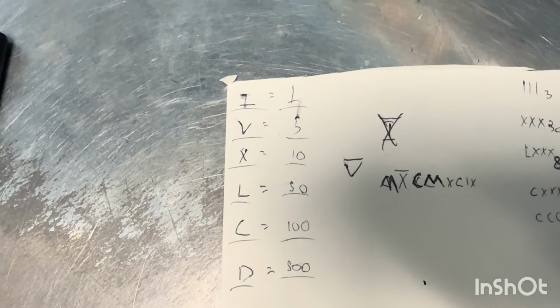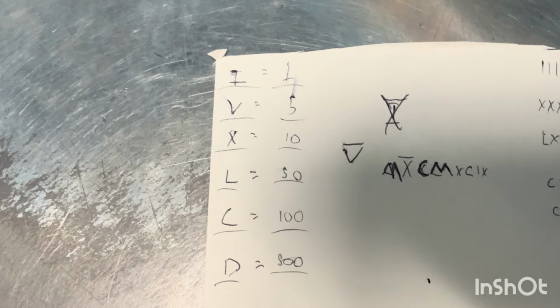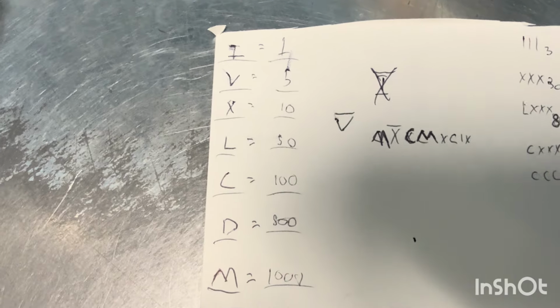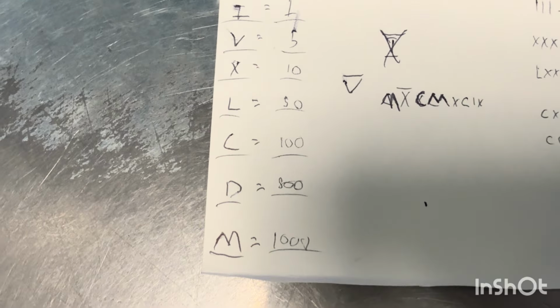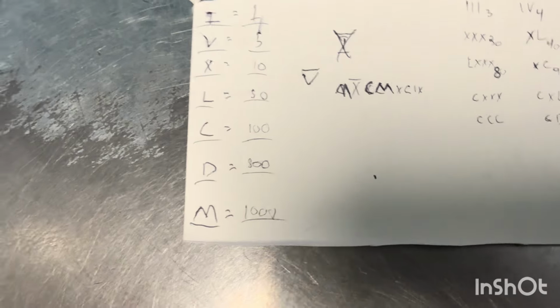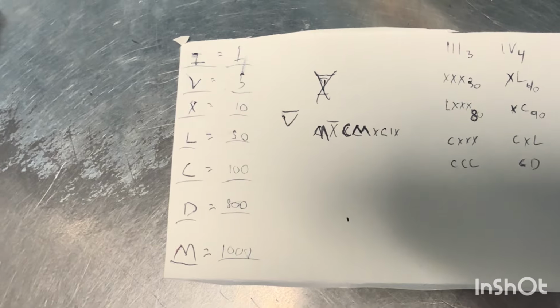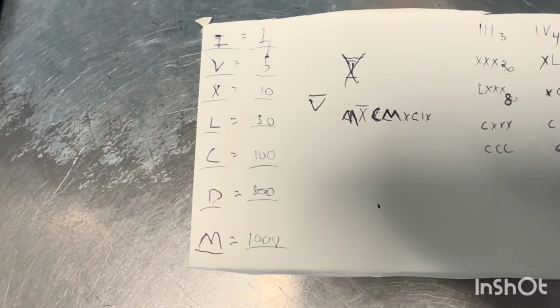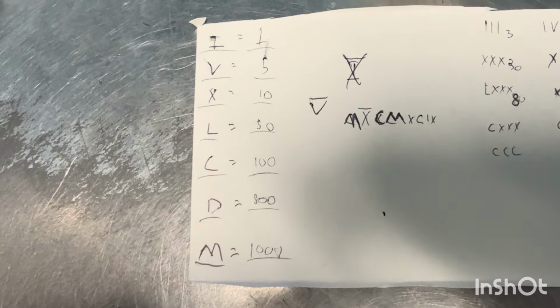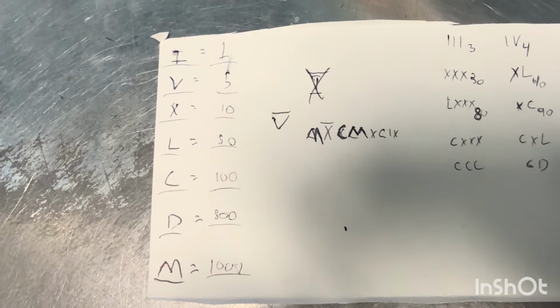So I'm just going to jump into it. I equals 1, V equals 5, X equals 10, L equals 50, C equals 100, D equals 500, M equals 1000. Those are the base values for Roman numerals, and every number in between is pretty much going to be a combination of those.